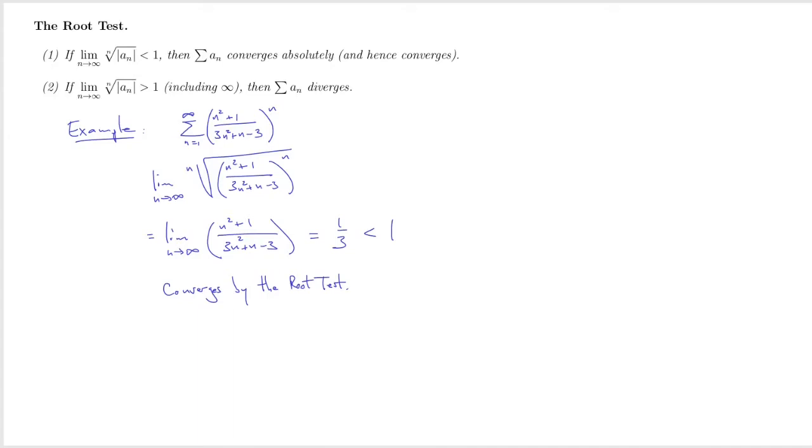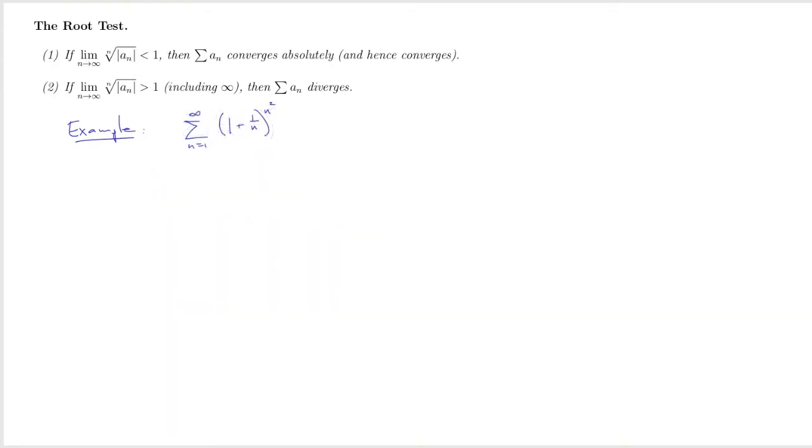I'll do one more slightly trickier one before I give you one to try, and then we will call that enough. We'll look at the sum n equals 1 to infinity of the quantity 1 plus 1 over n, all to the n squared power. And applying the root test, we look at the limit as n goes to infinity of the nth root of 1 plus 1 over n, all to the n squared power.